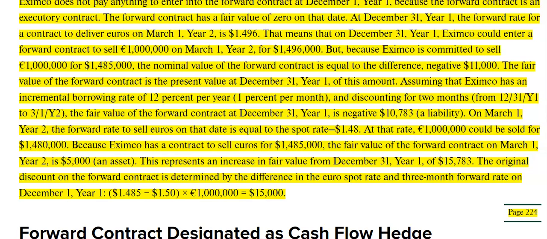The original discount on the forward contract is determined by the difference in the euro spot rate and 3-month forward rate on December 1st, year 1, $1.485 minus $1.50, times 1 million euros, equals $15,000. Page 224.